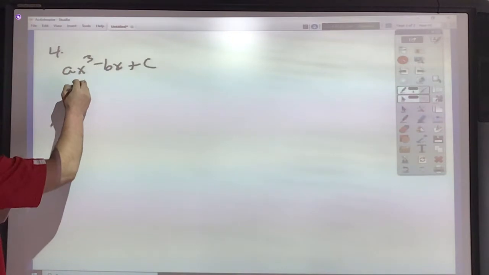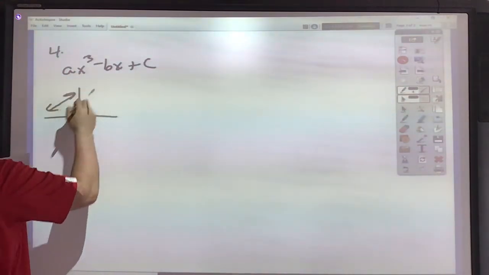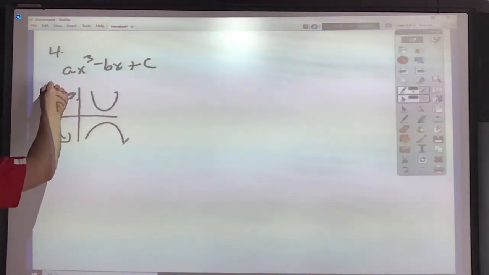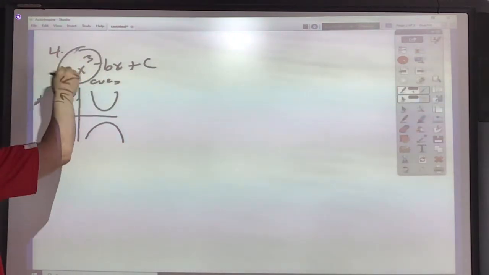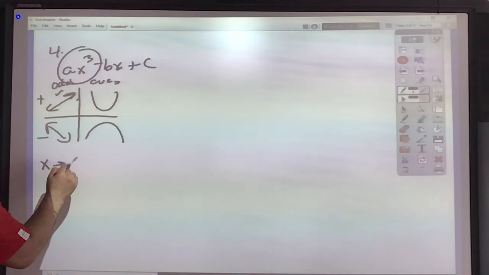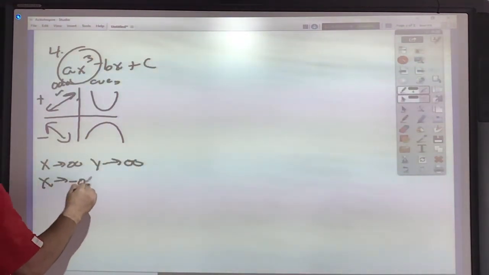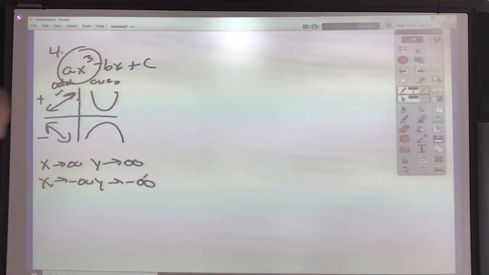So the bottom line is, it's going to be one of these 3 pictures. This is odd, even, positive, negative. So that is odd positive. So that one would be as x approaches infinity, y approaches infinity. As x approaches negative infinity, y approaches negative infinity. So you just gotta use those.